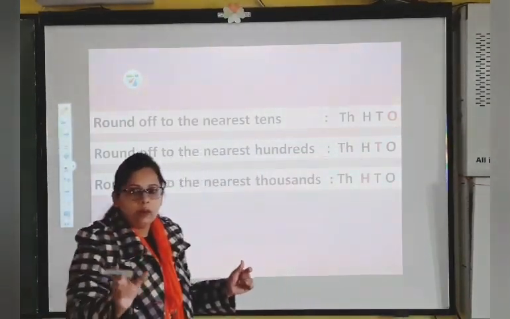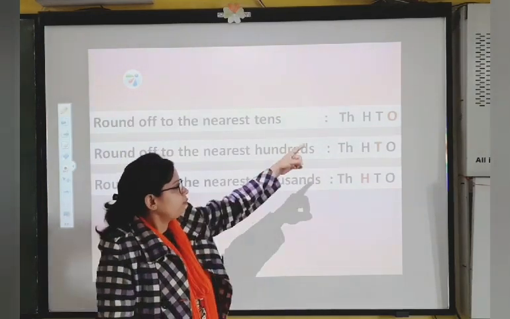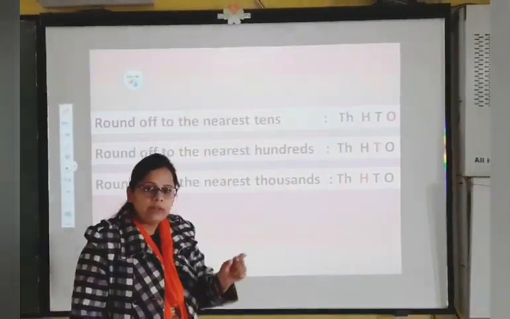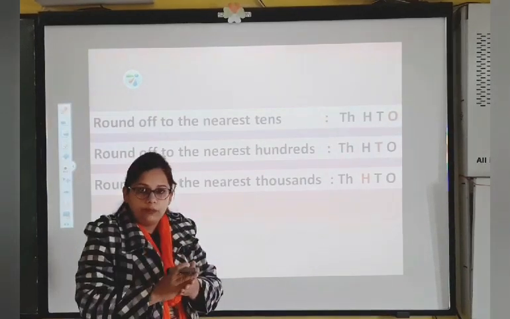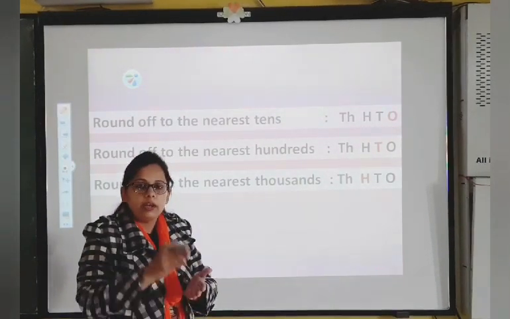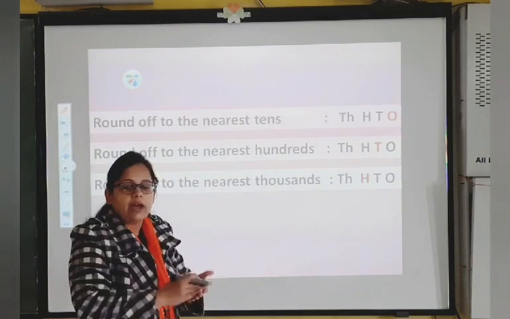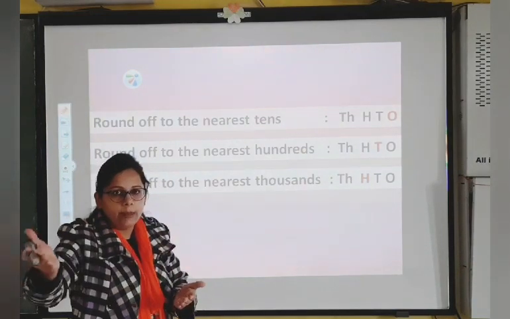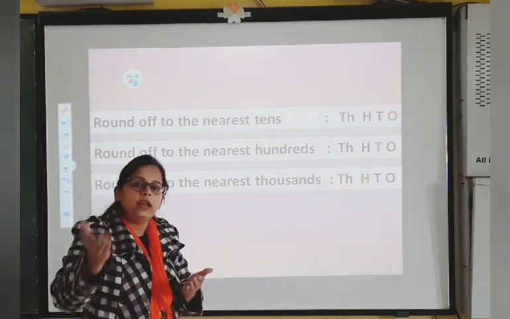When you round off to tens, you have to pay attention to the digit on the ones place, that if the digit is 4 or less than 4, then you have to round down, and if the digit is 5 or more than 5, you have to round up, and you have to add 1 on the left place.